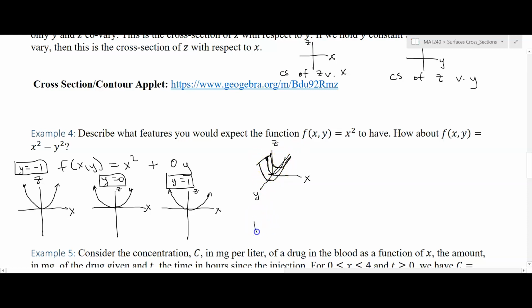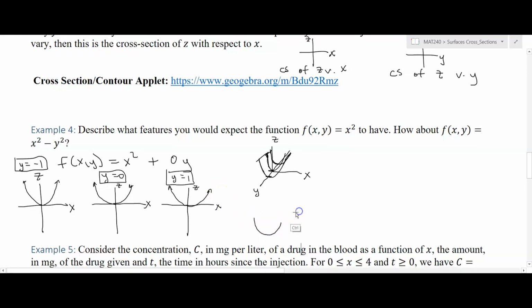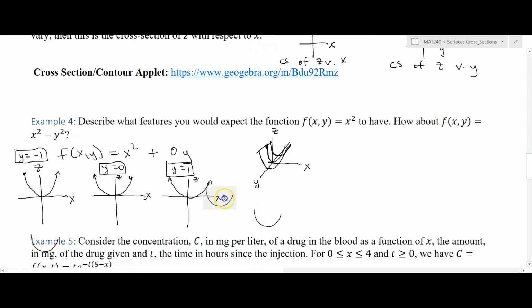I'm seeing something that looks kind of like this. Well, that's a very bad illustration, but let me see if I can take this piece here and move it over a bit. There we go. That's going to look a little bit better. And now we have something that looks a little like that.